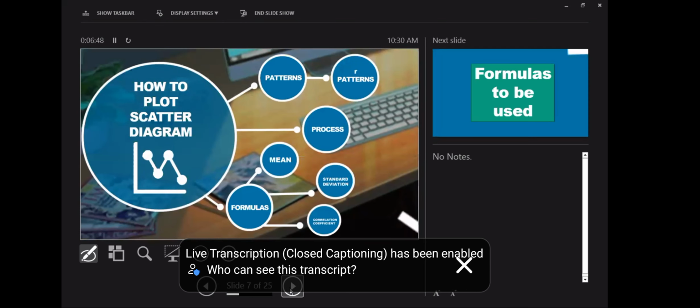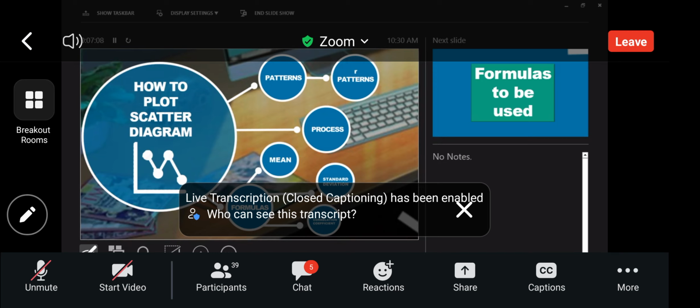Ito po. Bali, next po is the formulas to be used para po dun sa coefficient of correlation natin. Kung natatandaan niyo po yung dun sa may patterns, meron pong value sa baba. Yung 1, actually po yung coefficient of correlation, meron po siyang values na negative 1 to positive 1. Ngayon nasa ilalim yung sa chart na binigay mo kanina. Yes po.